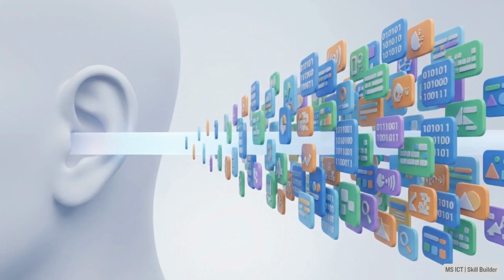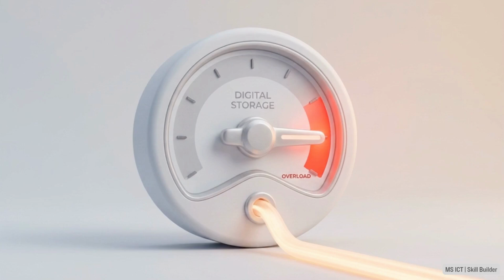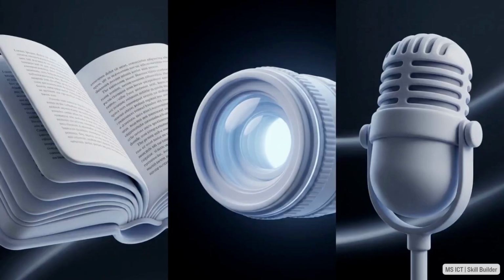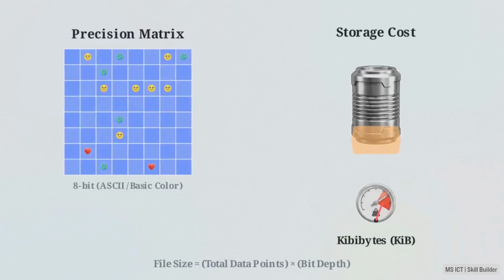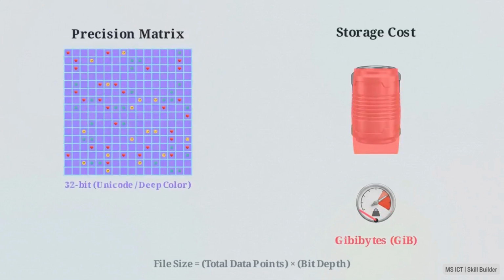Clear digital music is an illusion created by taking snapshots of a sound wave so rapidly that the human ear cannot detect the gaps, always demanding a heavy storage toll. Whether it's text, pixels, or a voice recording, digitizing reality always demands a trade-off. Increasing the precision and global reach of our data will always cost storage space.